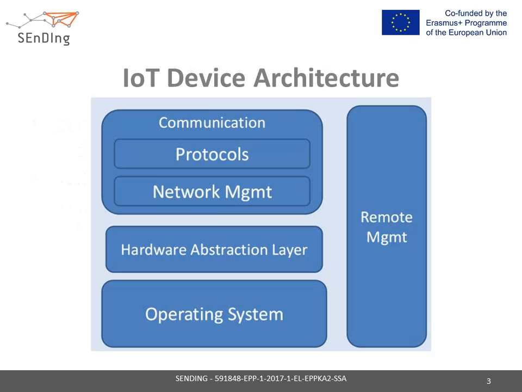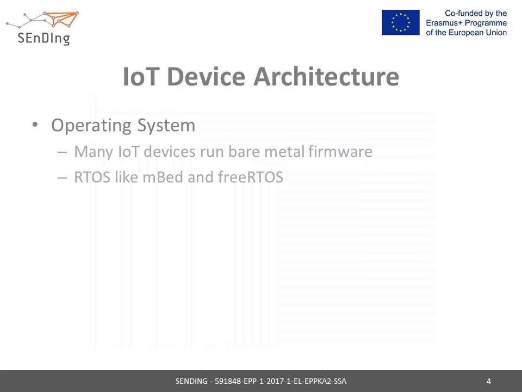IoT device architecture. The IoT device architecture consists of 4 layers: the communication layer, the hardware abstraction layer, the operating system layer, and the remote management layer. Starting from the bottom up of IoT architecture, there is the operating system layer. The operating system is the connection between the software and hardware. This layer consists of many IoT devices that run bare metal firmware and RTOS like Mbed and FreeRTOS, Contiki, TinyOS.